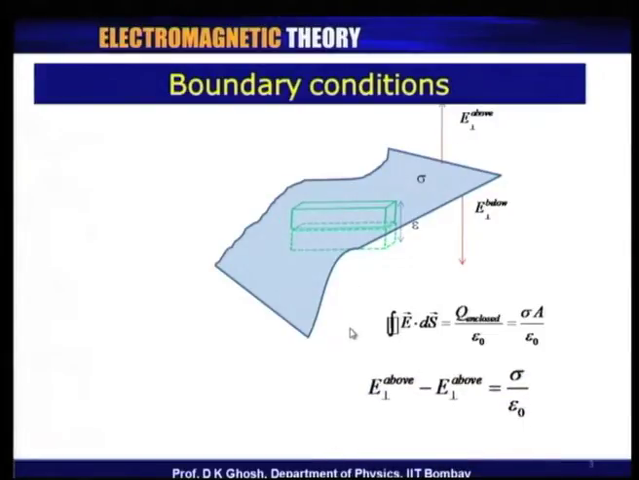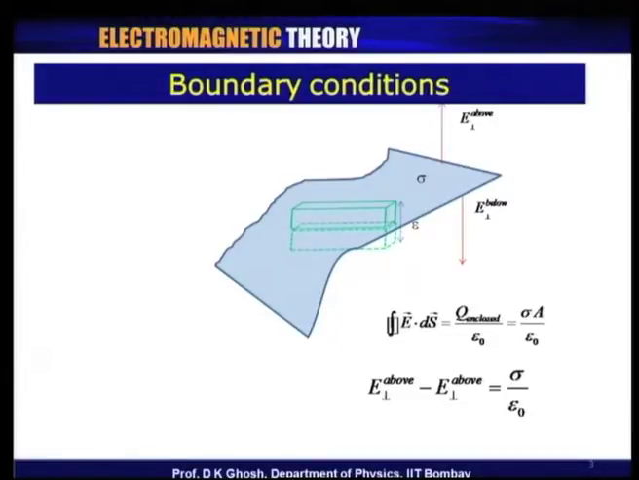So, from the two surfaces, because the direction of the normal on the top surface is opposite to that on the bottom surface, I get E perpendicular above times the area A minus E perpendicular below times the area A is equal to sigma A by epsilon 0, which means that E perpendicular above minus E perpendicular below is equal to sigma by epsilon 0.